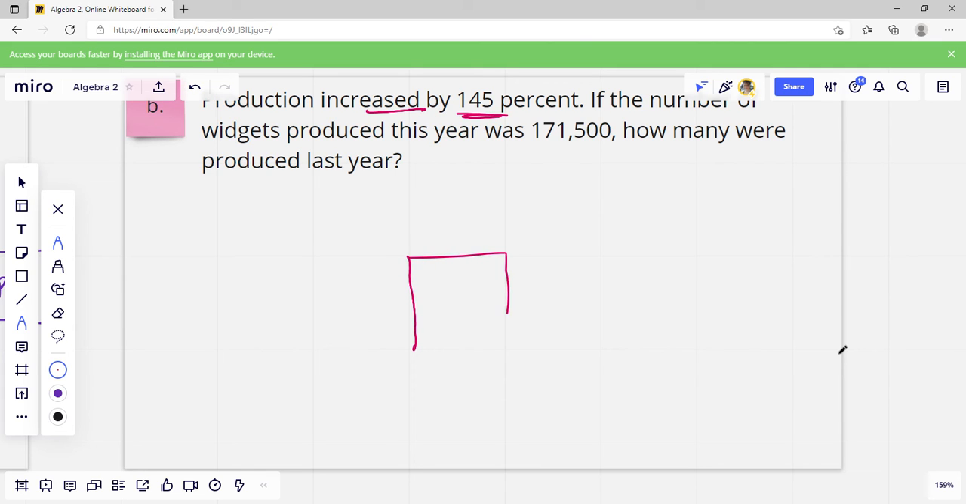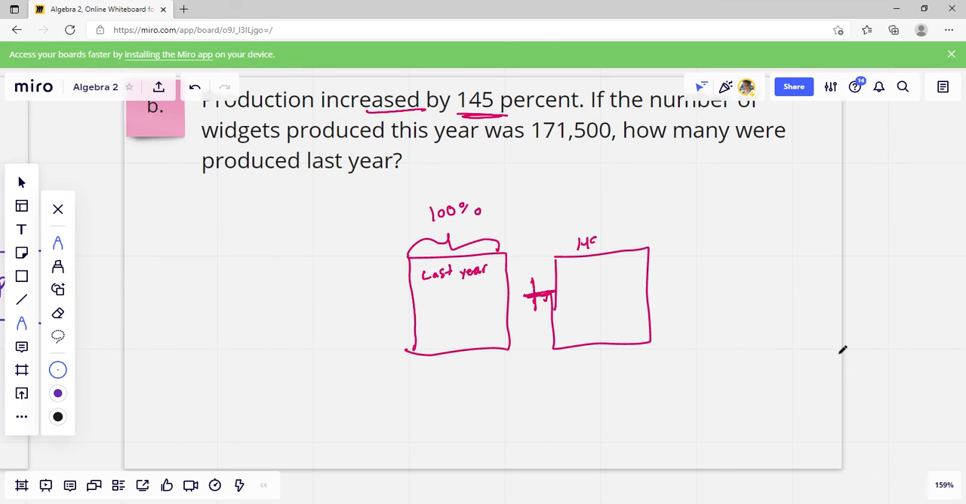All right, so we've got 100% right here. Okay, if the number of widgets produced this year was that many, how many were produced last year? This is going to be last year. Okay. Then we added another 145% to our new percent, which is going to be 100% plus 145 would be 245%, and that would be this year.